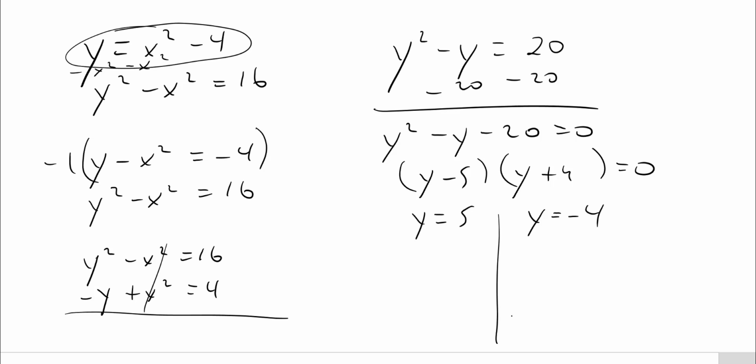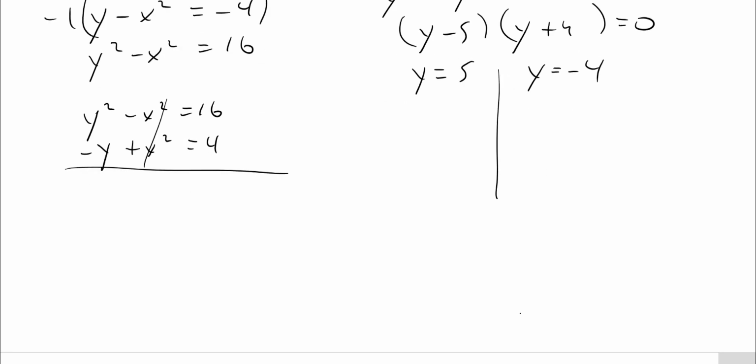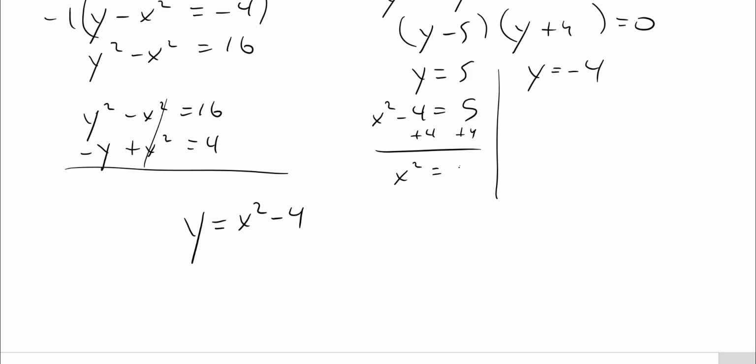So if you make two columns, you're going to solve for x now. Let's use y equals x squared minus 4. Again, I've got to solve for x now, so I'm going to plug in 5 for y. So I get x squared minus 4 equals y, which is 5. I'm going to add 4 to both sides, so x squared equals 9, and then take the square root. So x equals plus or minus 3, which means I have two answers, right?